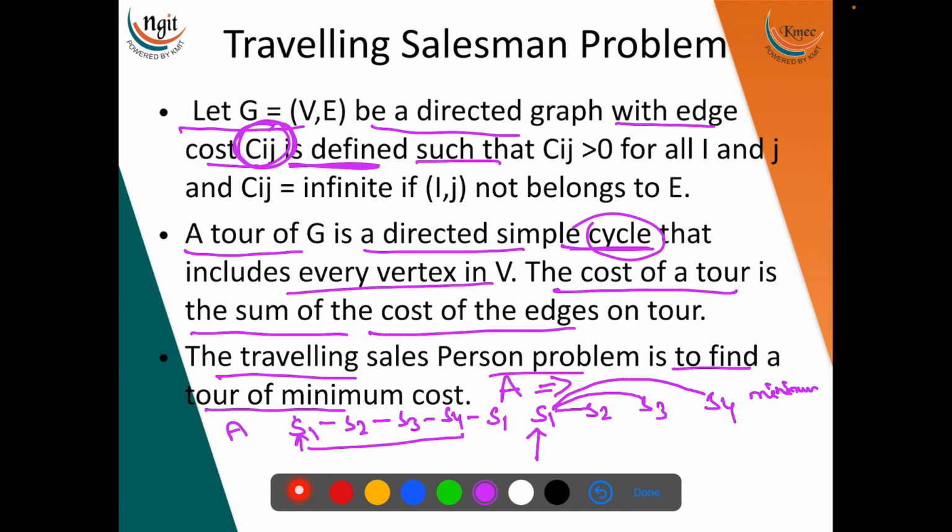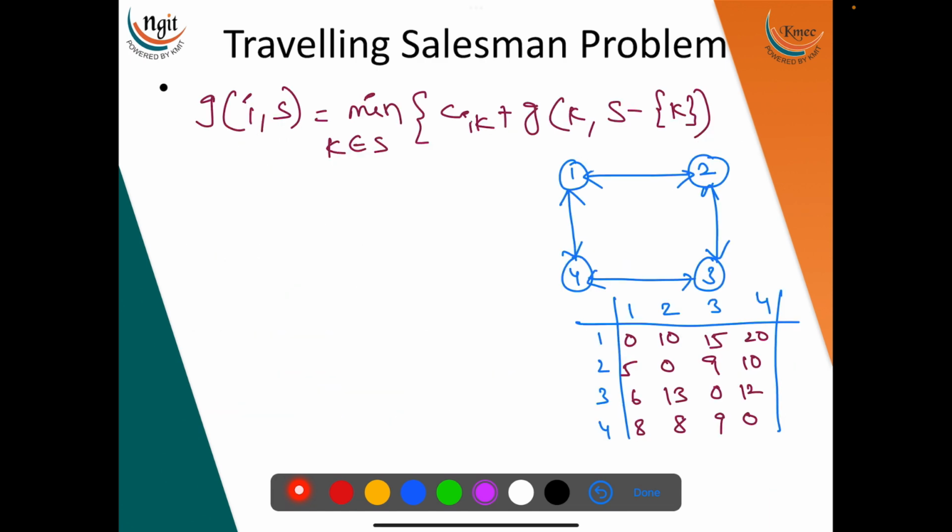Now when he starts from S1, he can go to S2, S3, S4. How can he choose which path to travel? Based upon the minimum. So it is a minimization problem, and when it is a minimization problem, you can apply dynamic programming. Dynamic programming works based upon the optimality principle. What is the optimality principle? A problem can be solved using dynamic programming by taking a sequence of decisions. We'll take the sequence of decisions in each stage, which we'll see with the example.